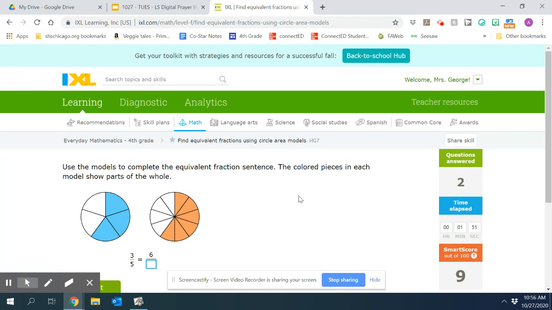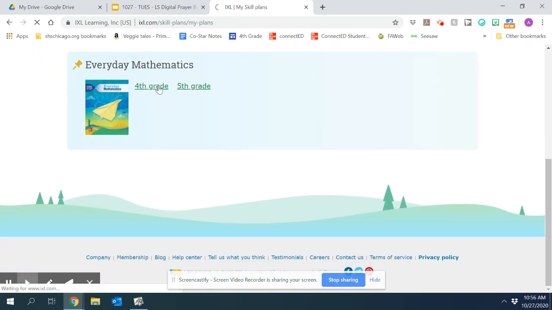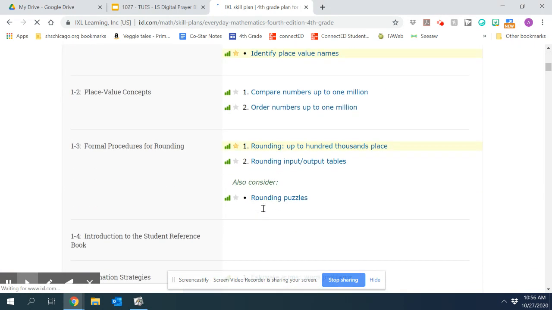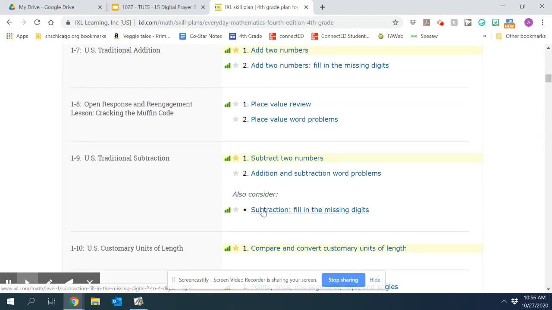So you might not get there today, that's okay, but you can always come back to these skill plans and keep practicing in them. Like I could come back to that skill later another day. IXL is such a great tool we have, and I love especially these skill plans because it matches up so perfectly with what you're already studying in class.